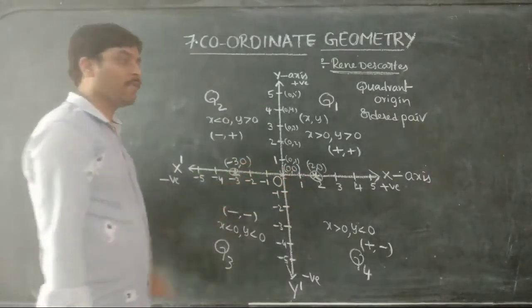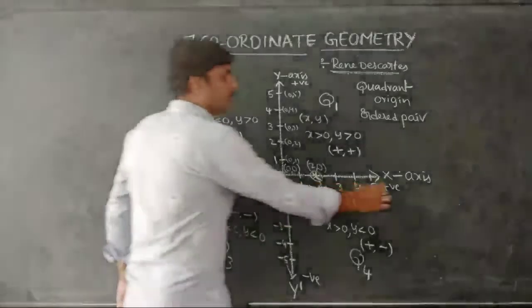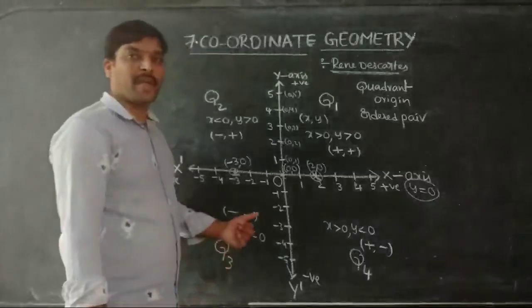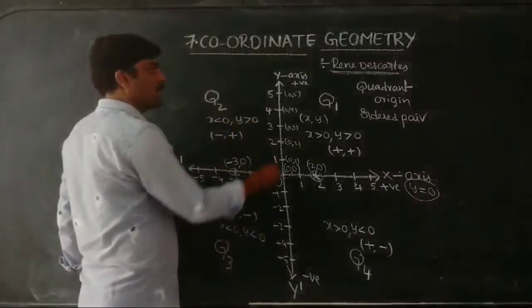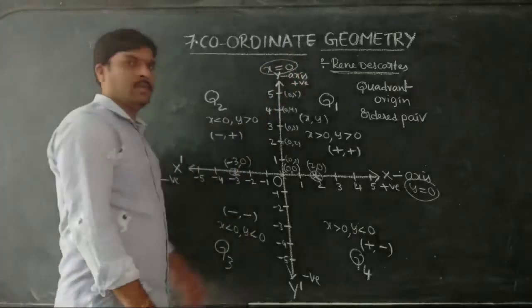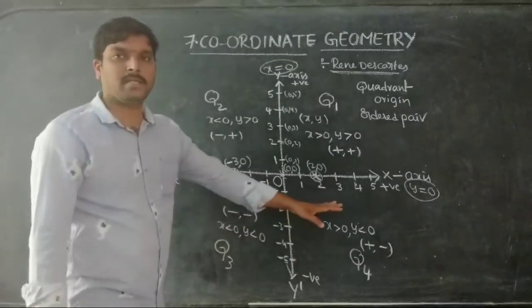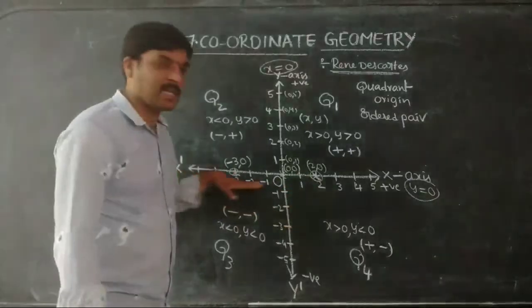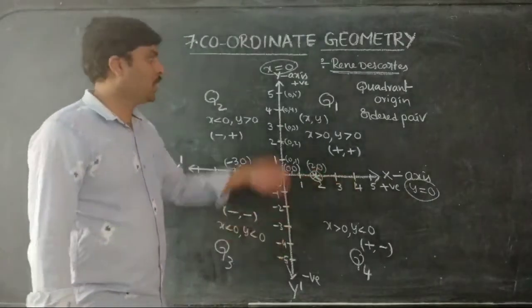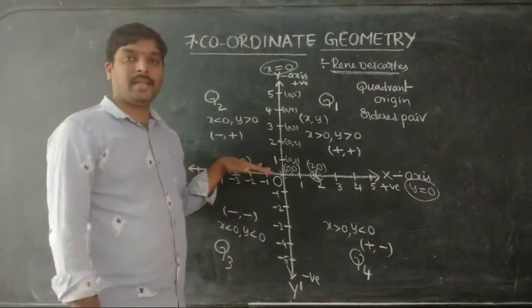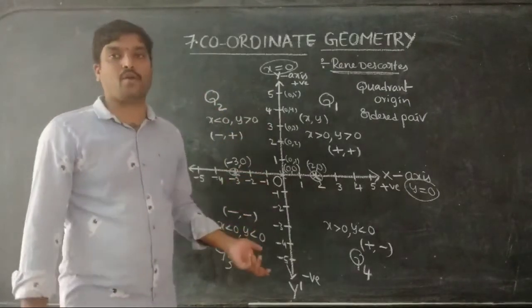So the equation of the x-axis is y is equal to 0. Similarly, the equation of the y-axis is x is equal to 0. This is a linear equation, and a linear equation represents a line. So y is equal to 0 is a line, and x is equal to 0 is a line. Okay, now we have to explain the parallel condition.